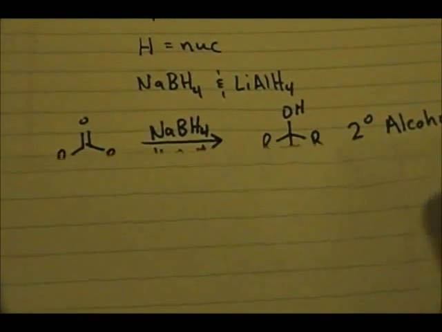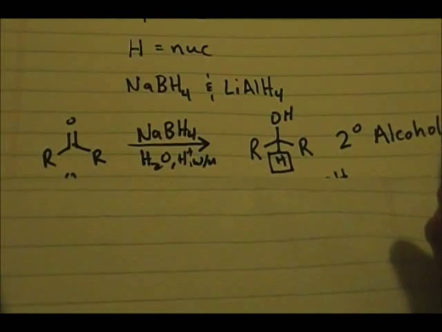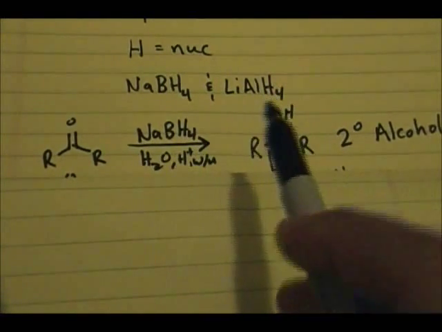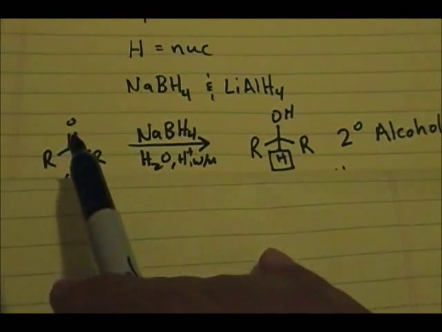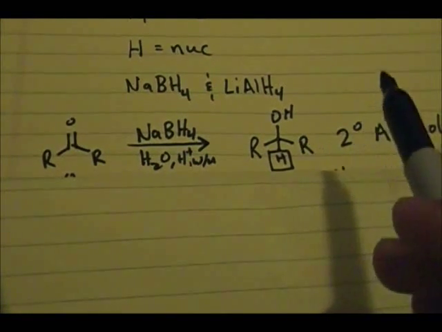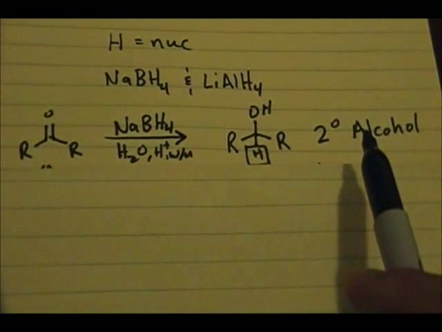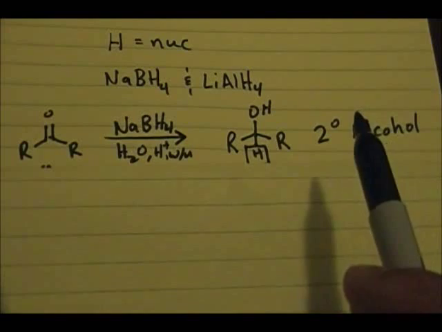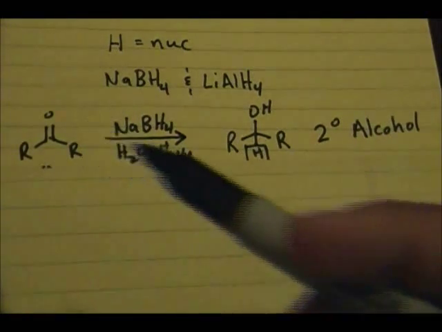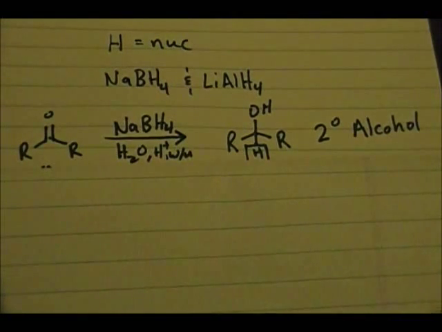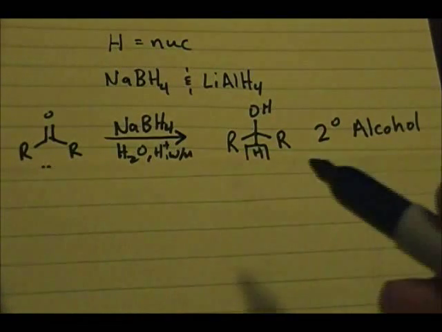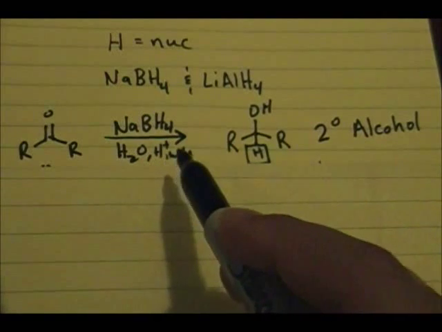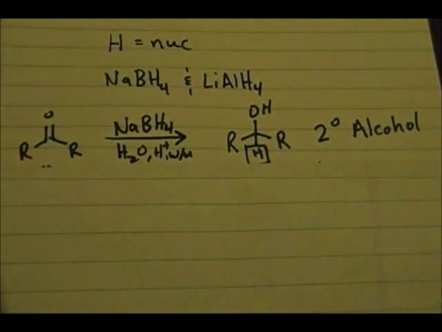For the ketone, you can use sodium borohydride or lithium aluminum hydride, and it will reduce this carbonyl to give you a secondary alcohol. The mechanism is almost exactly the same as the Grignard reaction, but instead of adding an R group, you'll be adding a hydrogen into the system to reduce it, and you'll still have the intermediate step of this H2O, H plus workup to neutralize the negative on the oxygen.